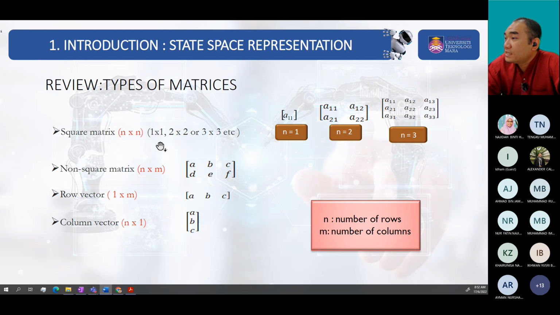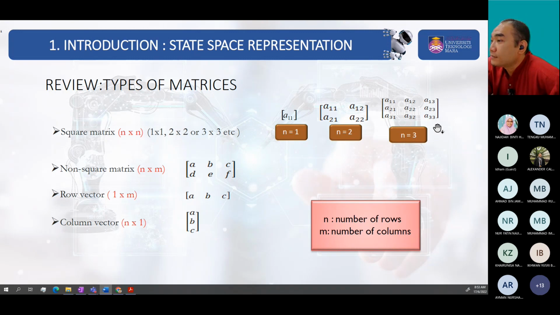Maknanya kalau kita ada matrix 1 by 1, 2 by 2, 3 by 3, 4 by 4, 5 by 5, and so on, it will have the same dimension in terms of the number of rows dan juga number of columns. Contohnya macam inilah. Kat sini we got the matrix of n equal to 1, implying that it's going to be a 1 by 1 matrix, and this is going to be a 2 by 2 matrix, and this is a 3 by 3 matrix. So kalau we got a 4 by 4, maknanya dia akan jadi 4 rows, 4 columns.